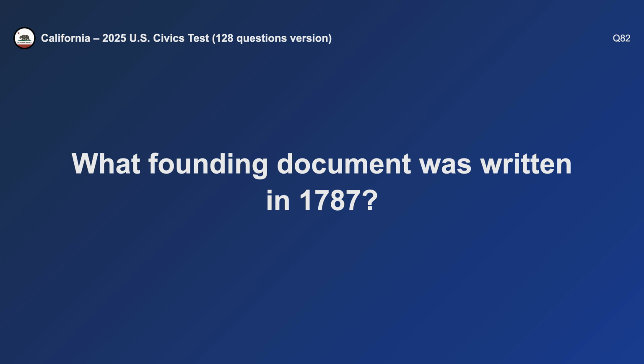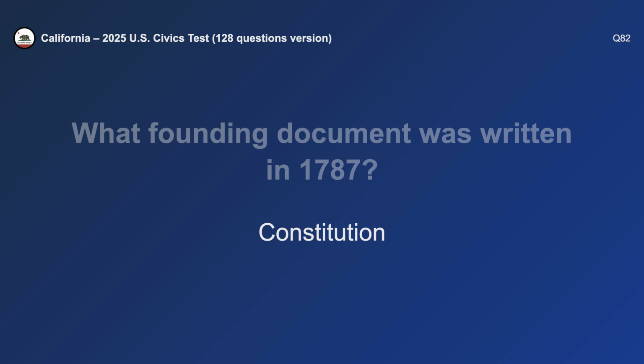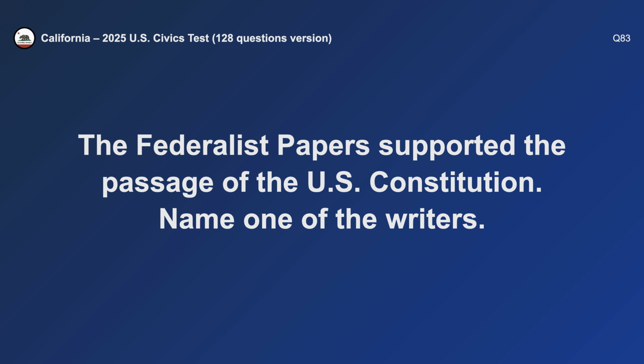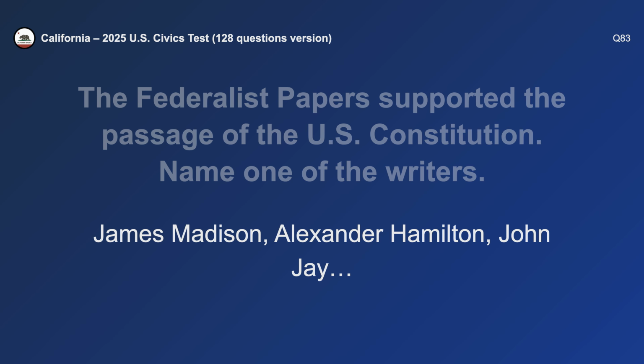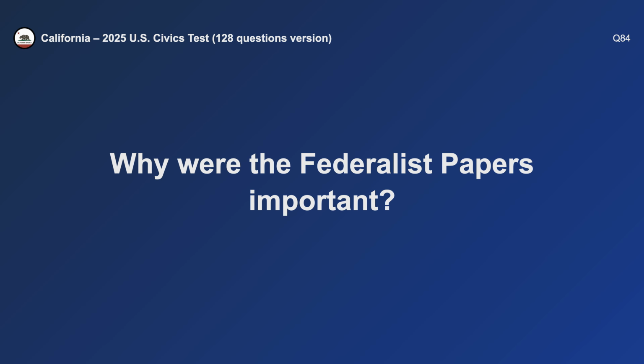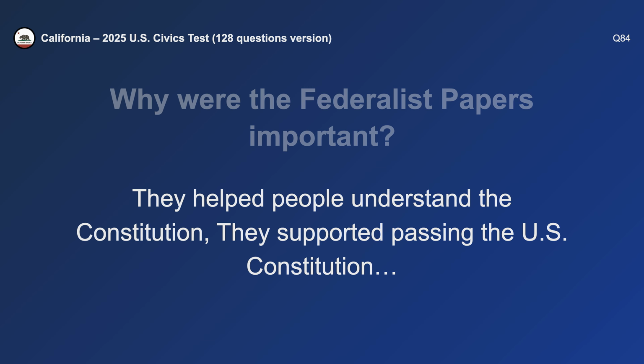What founding document was written in 1787? Constitution. The Federalist Papers supported the passage of the United States Constitution. Name 1 of the writers. Alexander Hamilton. Why were the Federalist Papers important? They helped people understand the Constitution.